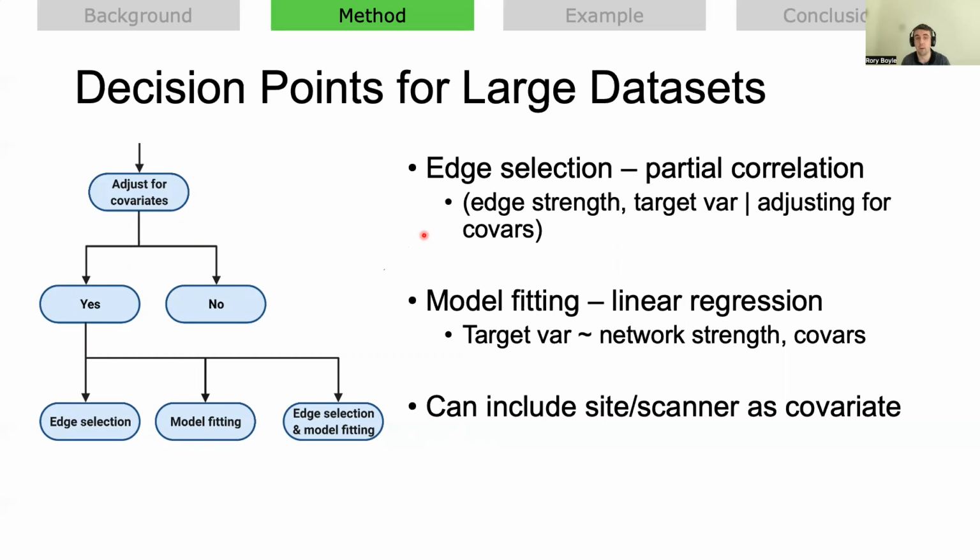So we enable 2 different ways of adjusting for covariates. At the edge selection step, so when you are relating connectivity strength or edge strength in the connectivity matrices to your target variable, you can adjust for the covariates there using a partial correlation. Alternatively, you could adjust for covariates when fitting network strength to your target variable by including the covariates in the linear regression. You could also adjust for covariates at both the edge selection and model fitting step if you wished.